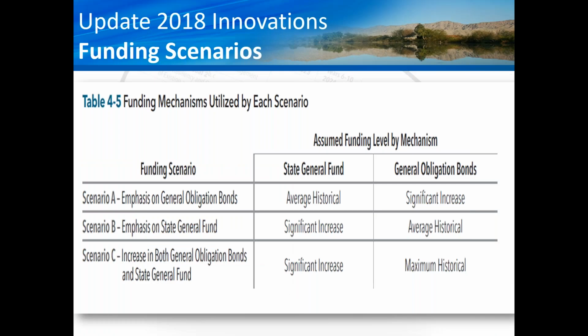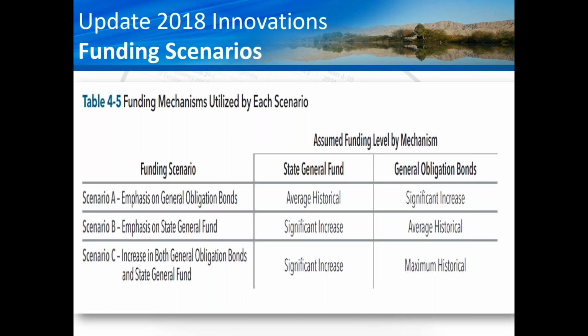So where could the money come from? The other innovation in Chapter 4 is looking at funding scenarios. In that chapter, we describe what we call existing funding mechanisms, like the State General Fund and general obligation bonds and a number of other funding mechanisms, as well as novel funding mechanisms, those that are not used or haven't been used as frequently. For the funding scenarios, we only use the existing funding mechanisms of general fund and general obligation bonds.